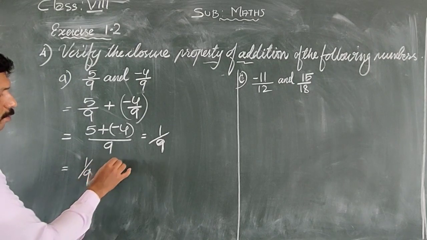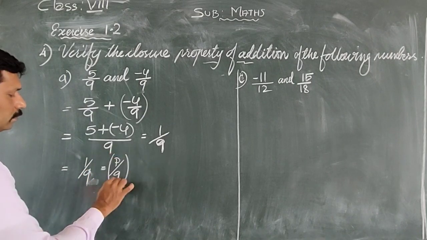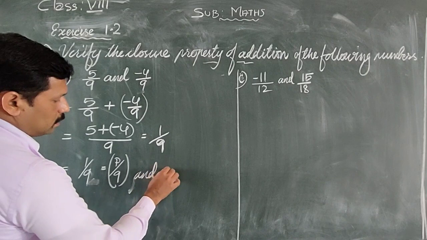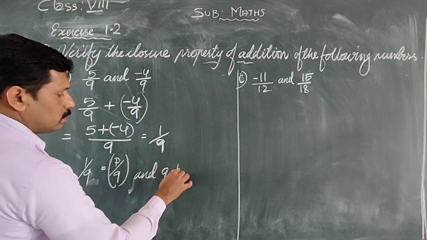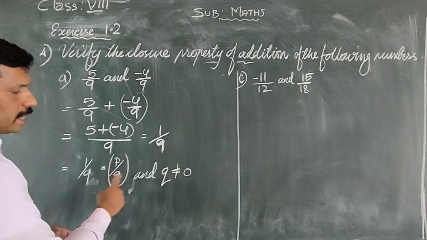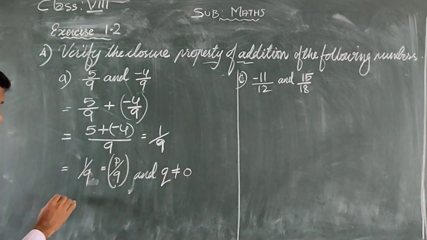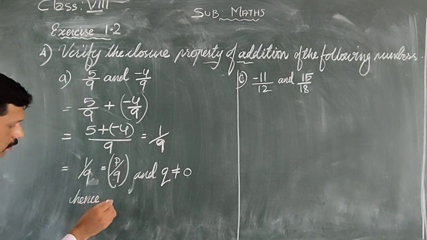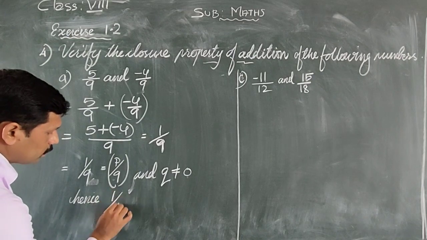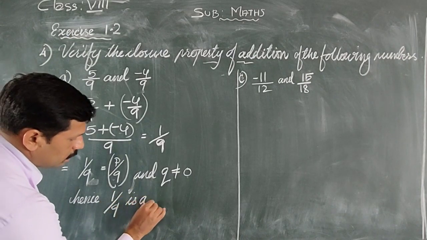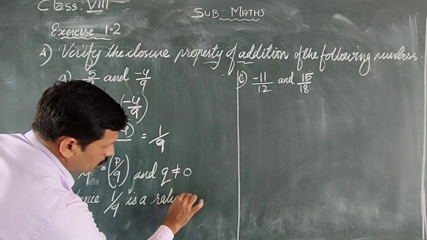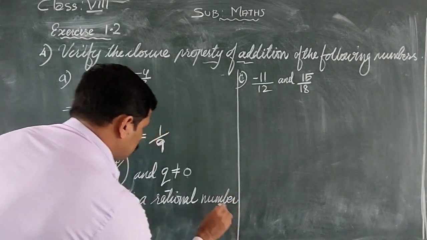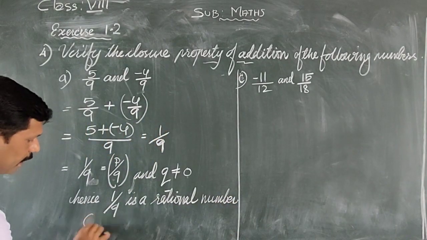That is in the form of P upon Q, and Q is not equal to 0. Here Q is 9. It is not equal to 0. Hence, we can write that 1 upon 9 is a rational number. And here we can write: it is verified.